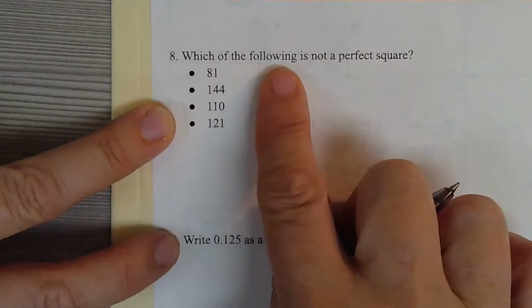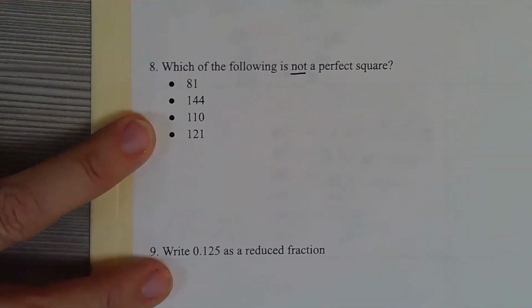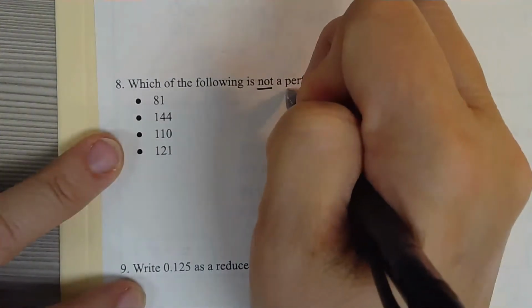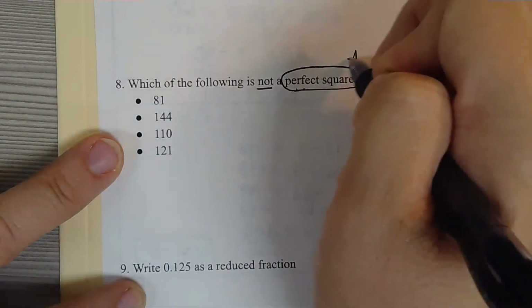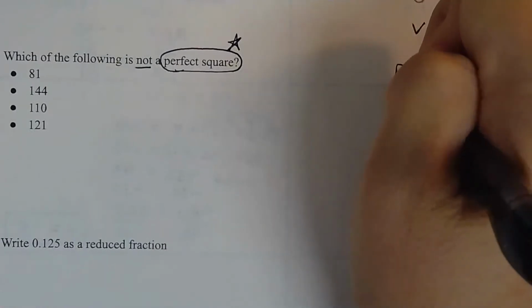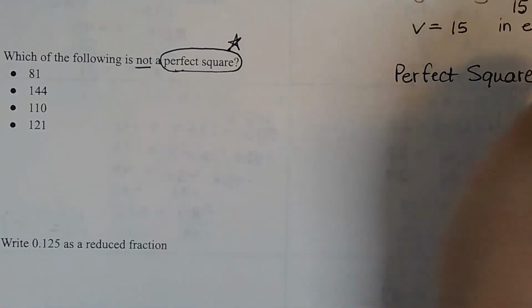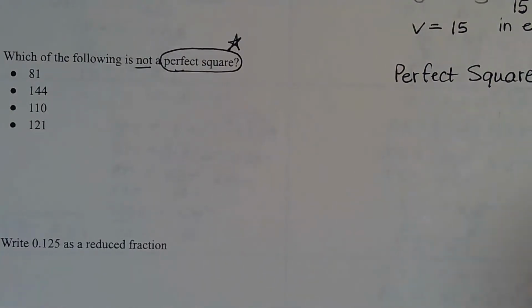Number 8. Which of the following is not a perfect square? Well, I guess you need to know what a perfect square is first, right? That was a 7th grade skill, those perfect squares. Let's talk about that real quick. Perfect square. So a perfect square is when you can take the square root of a number.